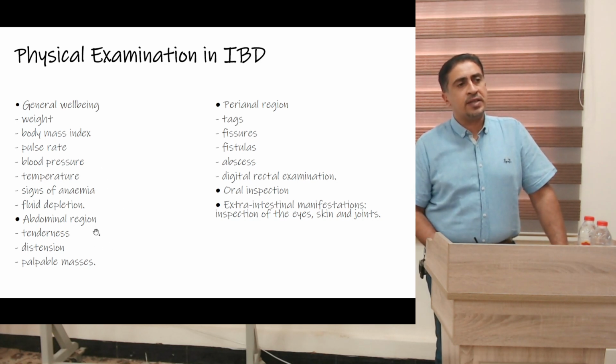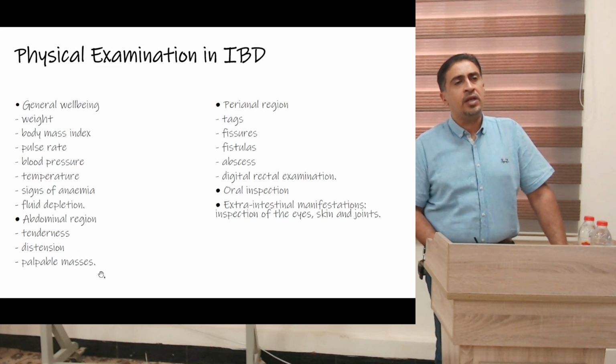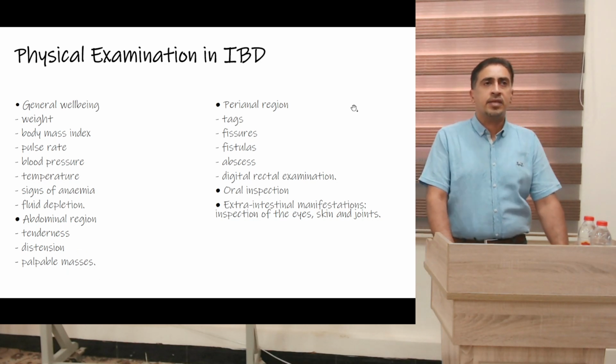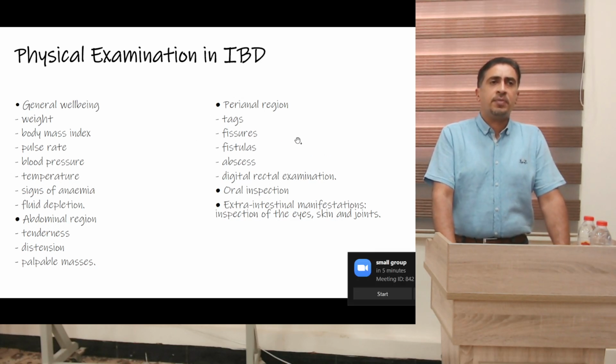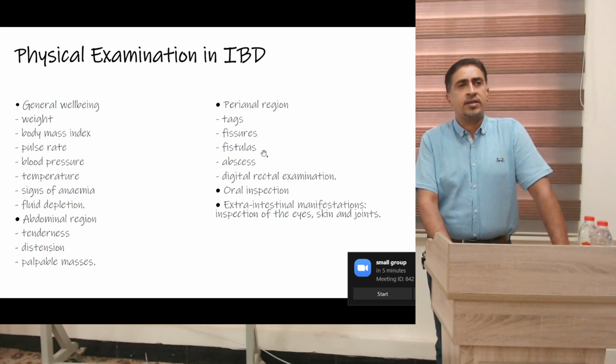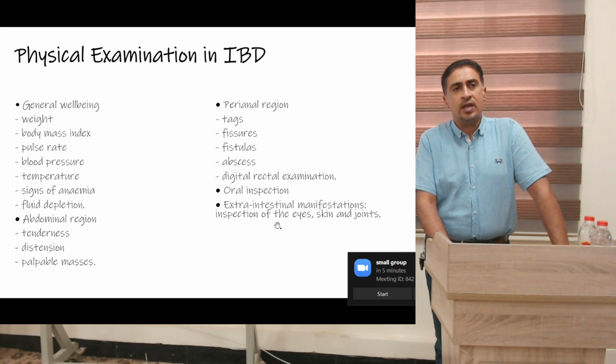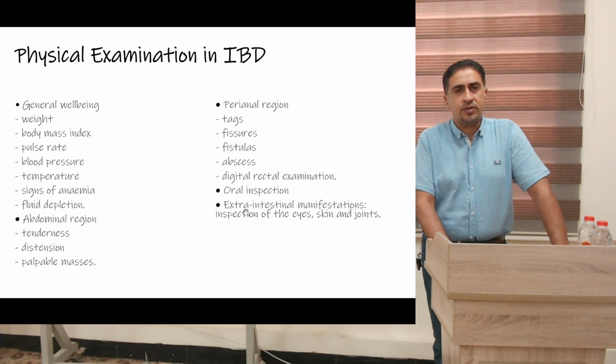You need to examine the bowel to see whether the patient has any tenderness, distension, or a mass. You also need to look for perianal lesions and do a digital rectal exam to see whether the patient has any tags, fissures, fistulae, or abscess, especially in patients with Crohn's disease. And there are extraintestinal manifestations. You need to do a general examination to see whether the patient has any features of extraintestinal manifestation.